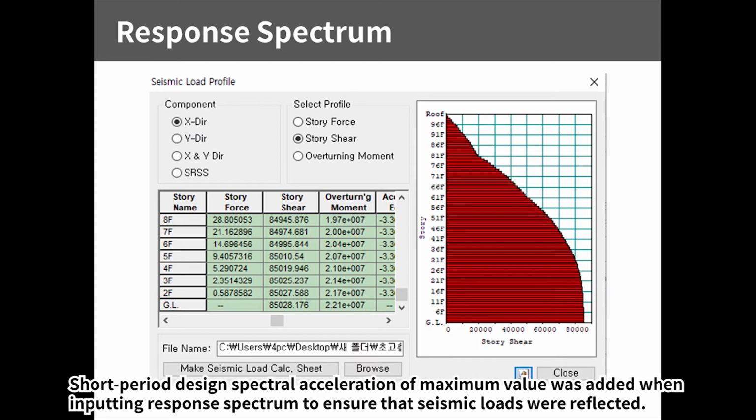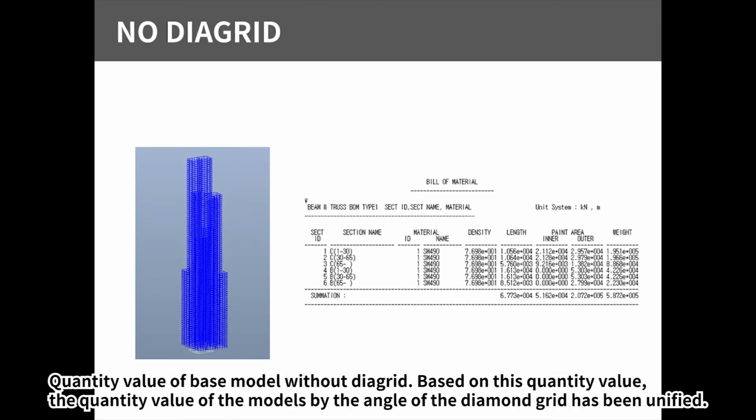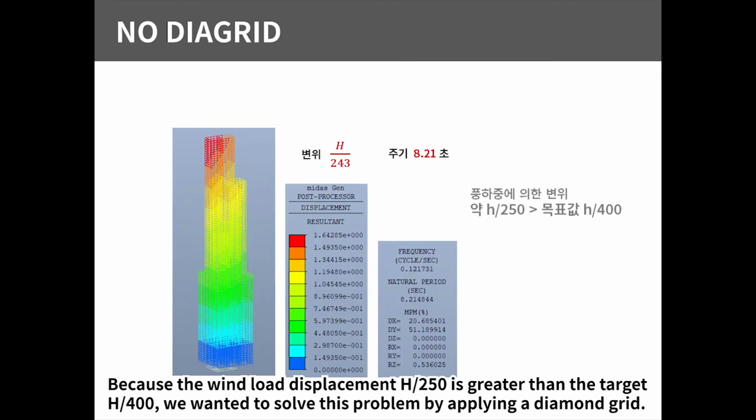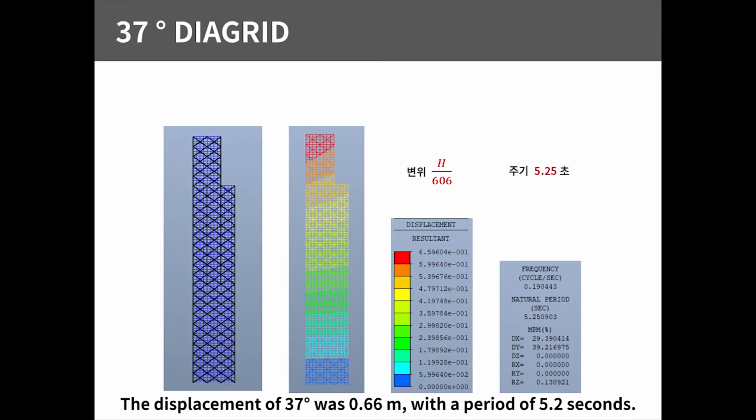The short period design spectral acceleration of maximum value was added when inputting the response spectrum to ensure that seismic loads were reflected. This is the quantity value of the base model without DIAGRID. Based on this quantity value, the quantity values of the models by the angle of the diamond grid have been unified. Because the wind load displacement H/250 is greater than the target H/400, we wanted to solve this problem by applying a diamond grid. The displacement of 37 degrees was 0.66 m, with a period of 5.2 seconds.